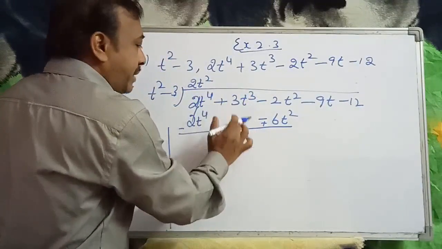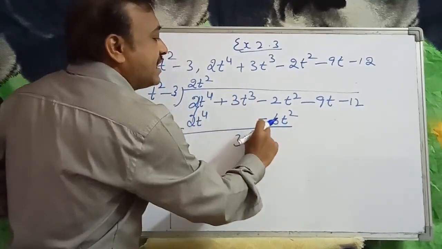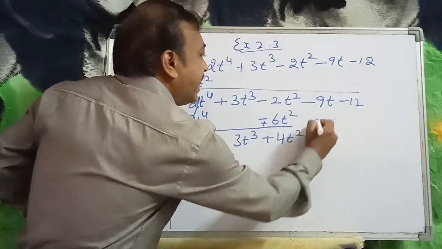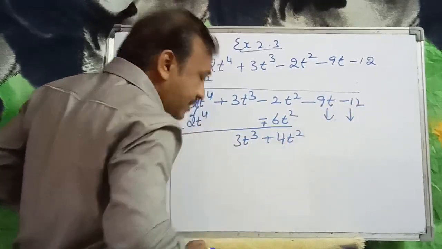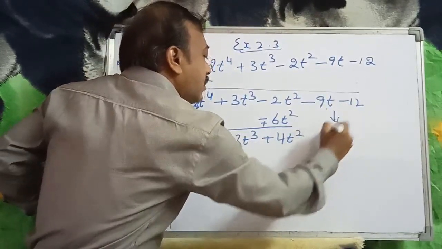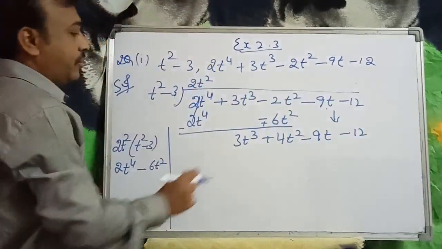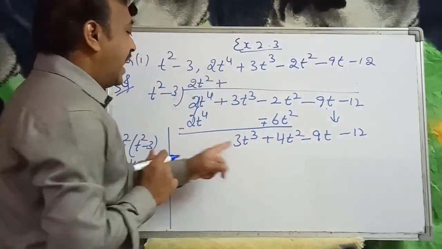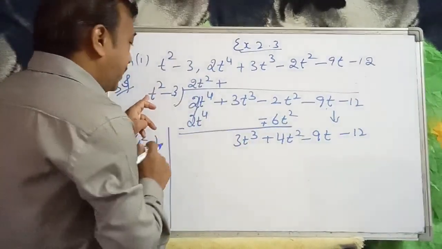Plus 3t cube minus 0 will give you 3t power 3. And here minus, this is plus. Minus 2 plus 6 will give you plus 4t square. And bring down both the terms at a time, that is minus 9t and minus 12. Now you have 3t cube, that is plus sign. So right here plus, and 3 is the coefficient. Here t power 3 and here t power 2.